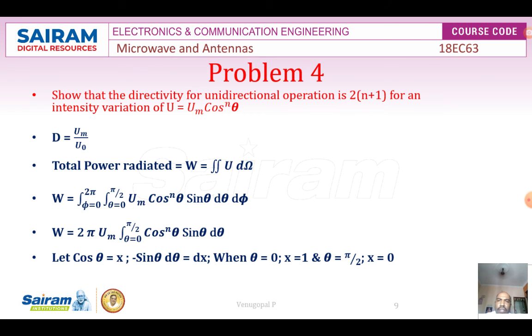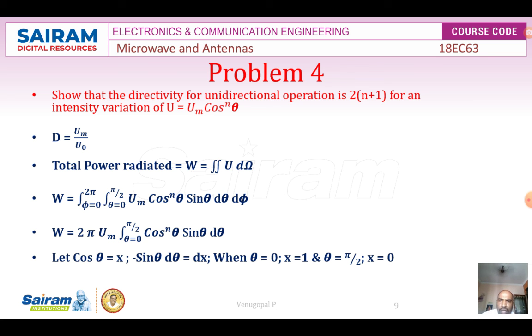And finally, I will explain how to show the directivity of unidirectional operation is 2 into n plus 1 for an intensity variation of U is equal to Um into cos to the power of n theta. So first write the expression of directivity, that is Um by U naught. Next find the total power radiated. W is equal to double integration of U into d omega. You know d omega is the total solid angle, that is nothing but sin theta d theta d phi, and U is Um into cos to the power of n theta. So next integrate d phi for the limits 0 to 2 pi, you will get 2 pi, and then integrate cos to the power of n theta sin theta d theta, and take Um as a constant outside.